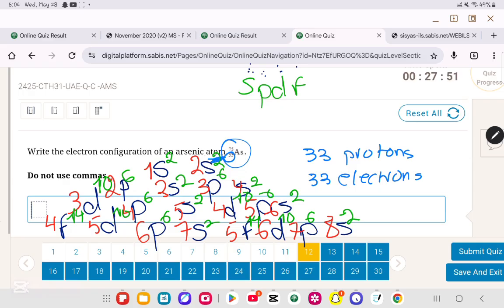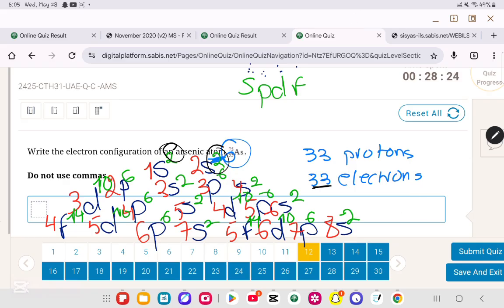Now, how does this work? Basically, what's gonna happen is that you're gonna fill them all until you reach the number of electrons we have. So we have 33 electrons. That means we need to fill 33 spaces. Okay, so we start over here. 2 electrons, that means 33 minus 4, that is what? 29. So we still have to find 29 electrons.